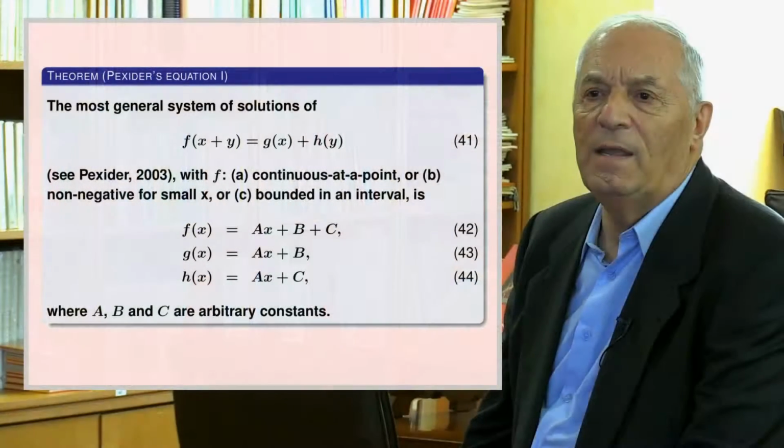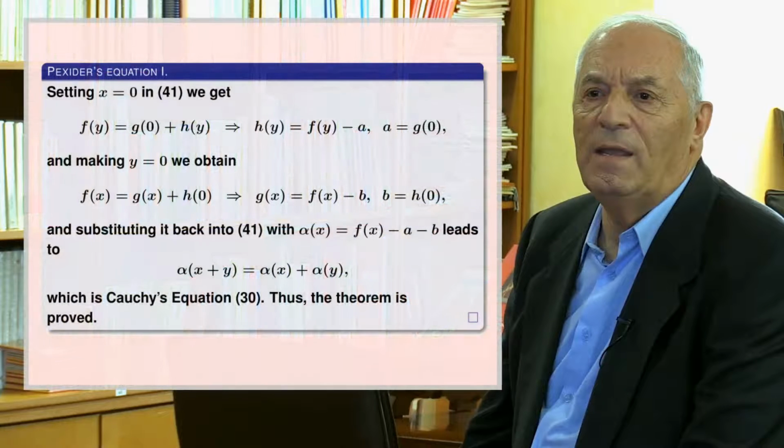This theorem provides the general solution for the Pexider's equation 1. The proof reduces to making x equal to 0, y equal to 0, and replacing back into the initial equation with the indicated change of function. With this, we get the Cauchy's equation 1 and the looked-for solution.